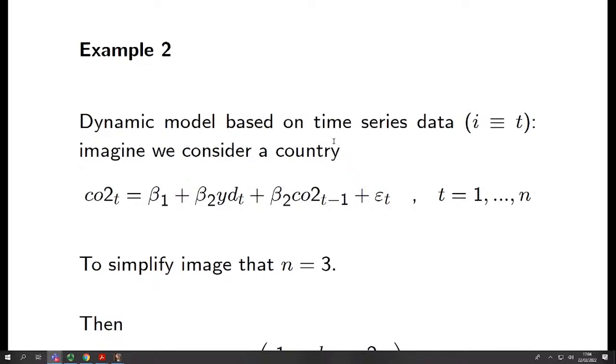Now imagine that this is again my model, okay? And again, I'm considering 3 time periods, to simplify. Yes, you're right. This should be beta 3. Sorry. Thank you for pointing out.